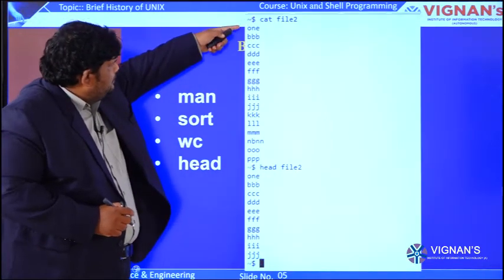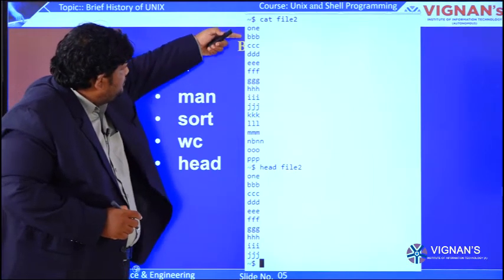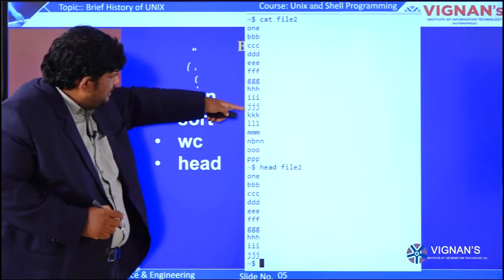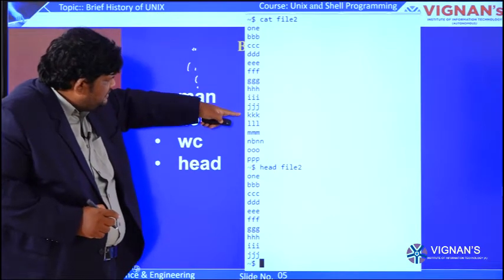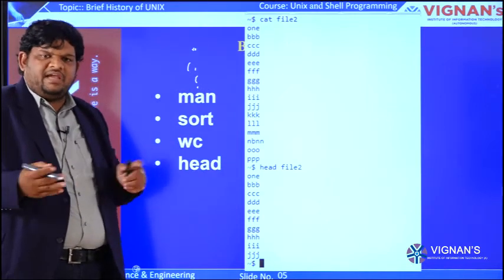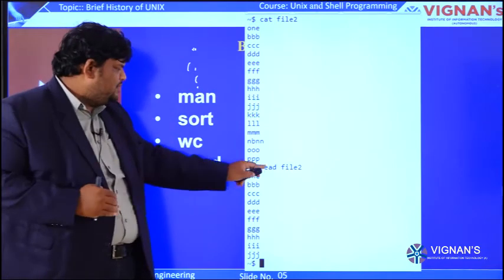So from 1, B, B, C, C, like that, if you observe 1, 2, 3, 4, 5, 6, 7, 8, 9, 10. So up to only 10 records it will display, not the remaining K, K, L, L, like that. If you want the entire content, the cat command is enough. If I want only the topmost, then we have to use the head command.